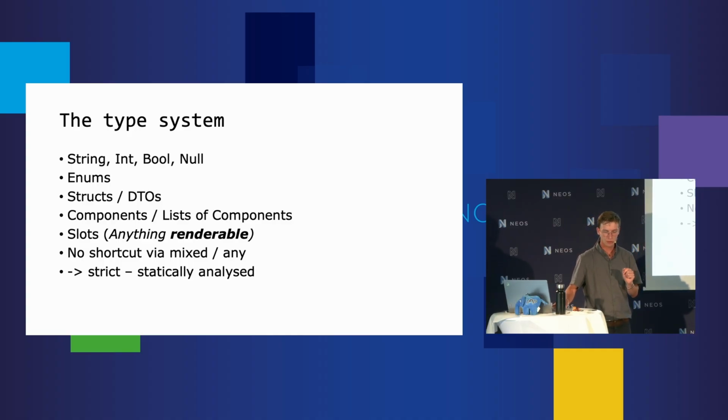Then we have the components themselves, or a list of components. These are first-class citizens, as explained earlier, and we have slots, which is basically a possibility to pass anything renderable, which is either a string or a component or a list of components. This allows a wrapper concept. So, as I said earlier also, no bypasses, no shortcuts.